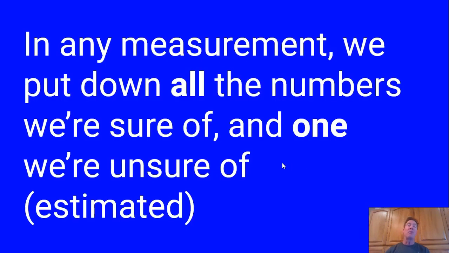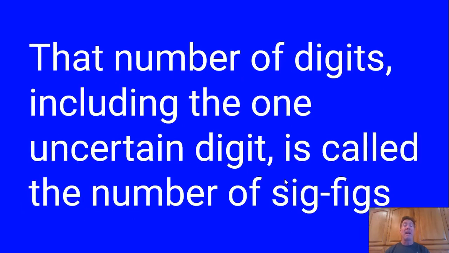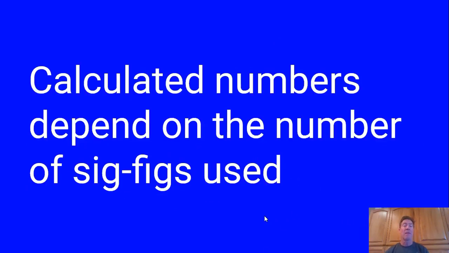So in any measurement, we put down all the numbers we're sure of and one that we're unsure of, the estimated. And that number of digits, including the one uncertain digit, is called the number of significant figures, which we abbreviate as sig-figs. Calculated numbers depend on the number of sig-figs used.